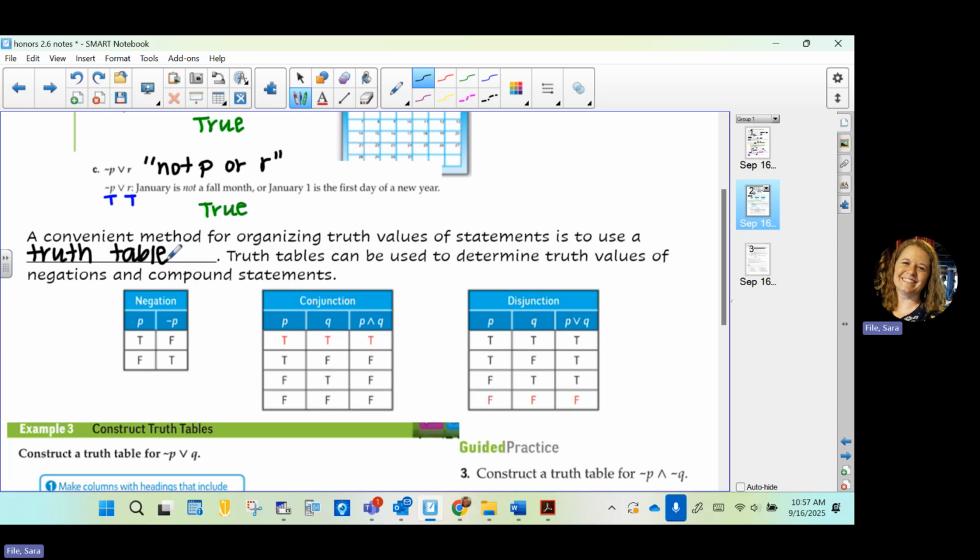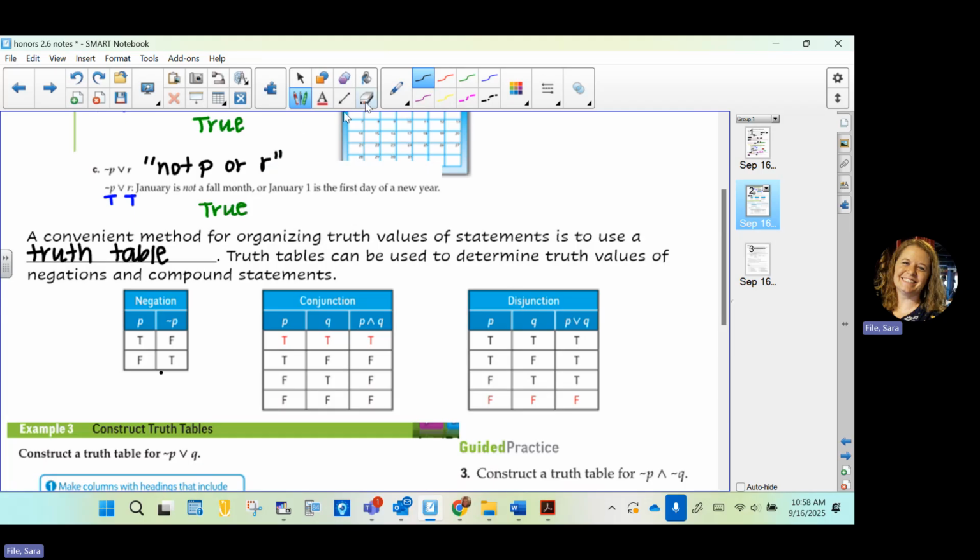So truth tables can be used to determine truth values of negations and compound statements. Let's start with this little table. This is just a negation. Whatever your statement is, P can either be true or false, right? Then the negation of P, the not P, would be the opposite. So if P is true, not P is false. If P is false, not P is true. Does everybody understand negation? It's just the opposite truth value. Yes.